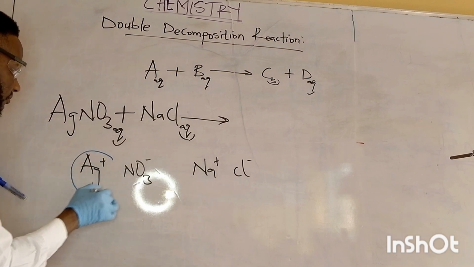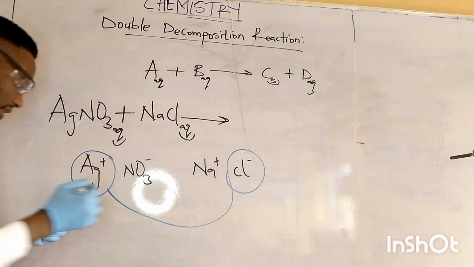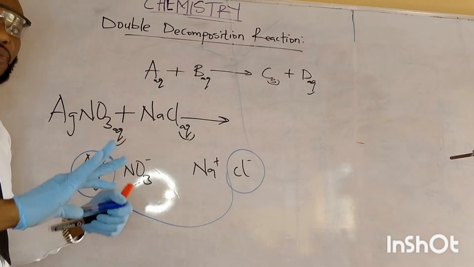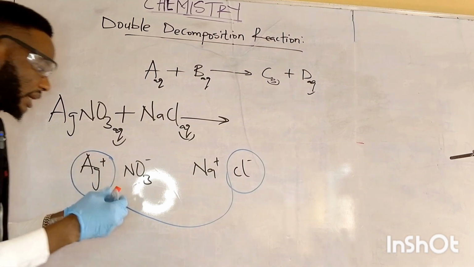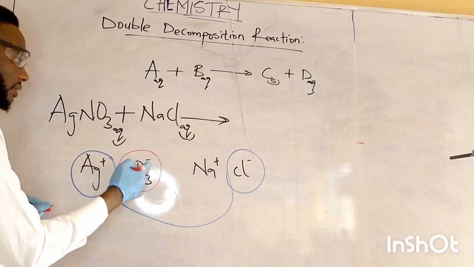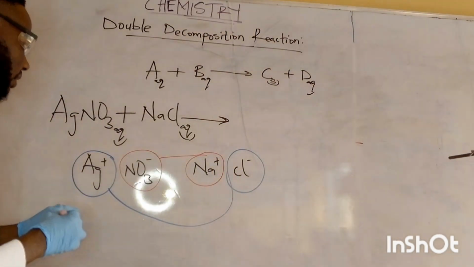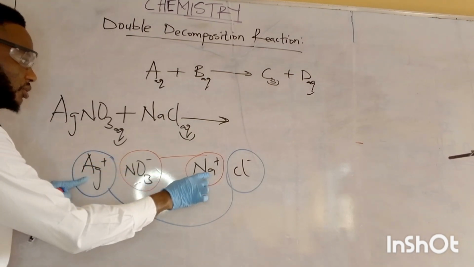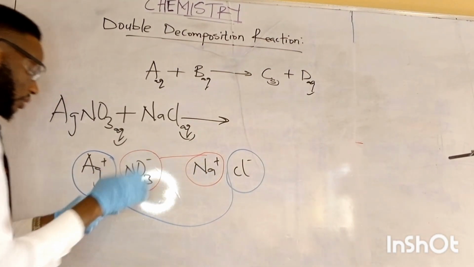Now let us have the exchange. This is positive, silver. Silver will now go to what? To negative. Yes, because we said that unlike charges attract, while like charges repel. So they are unlike, plus minus, so they will attract each other. While for this one also, this is NO3 minus, it will now migrate to this one that is Na plus. So let's join them together now. We are picking the ones that are metals first. Silver is a metal, sodium is a metal. So we are picking this one first before this one.